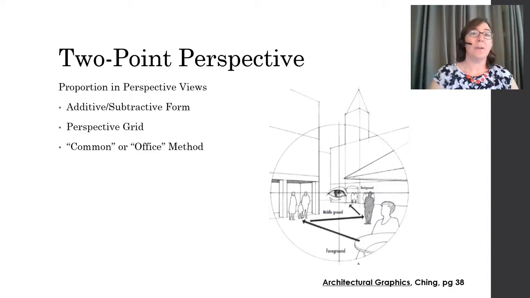We've already covered the additive and subtractive form and how to use the perspective grid with one-point perspective. We'll take a look at them in the two-point perspective system and finally go into a lot more detail about a much more technical method of drawing to scale or to proportion in a two-point perspective. It's called the common or sometimes called the office method.